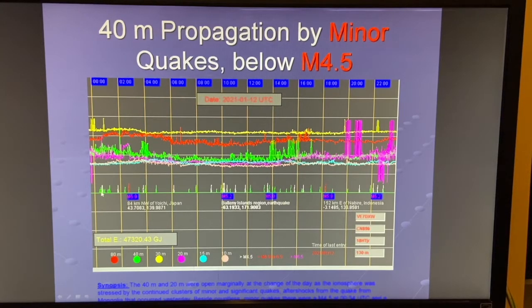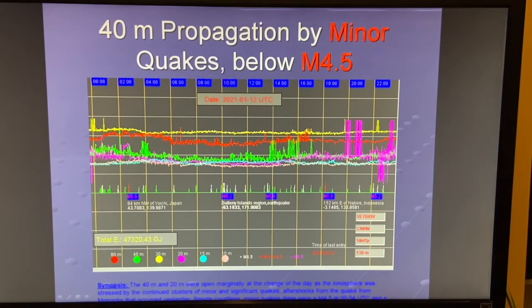You can see the green quakes are the smaller quakes, the red ones are the larger ones. A whole bunch of small quakes together will create sporadic propagation here on 40 meters and on 20 meters. As we get over to the stronger quake, the M5.9 from Japan, you can see that the 40-meter band and all the other bands suddenly drop out while the quake develops. Then as another minor quake comes up, 40 meters comes back up for another 45 minutes, and then it dies down again. It's a back and forth play.